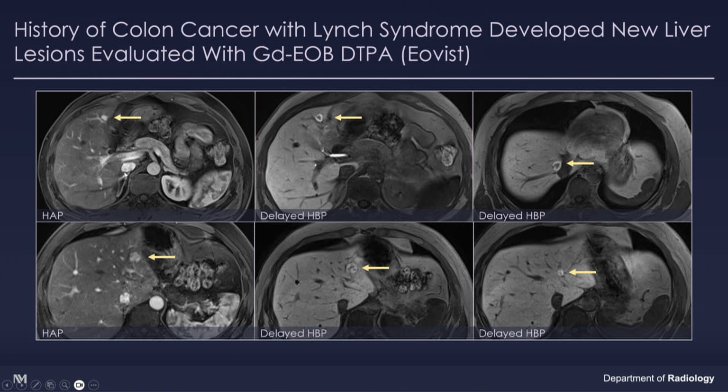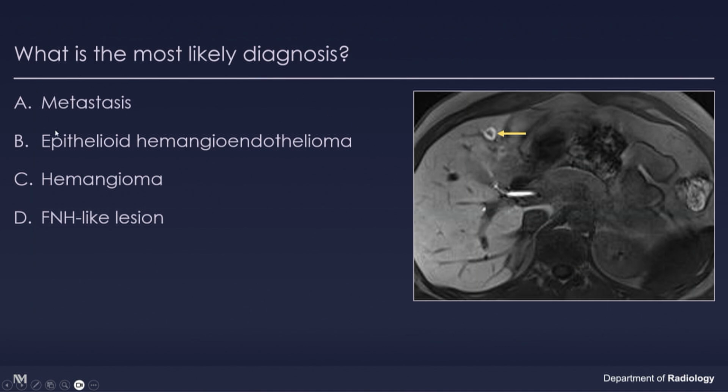Well, you can see the lesions are arterially enhancing. And what's interesting on the delayed images, what do we see? We see that central scar. We see retention of contrast material. So the question is, are these METs? Well, if it was colon cancer, usually colon cancer is hypovascular. Usually it doesn't retain the contrast. So the question is, I should have asked you the question first. Is this METs, epithelioid hemangioma, or FNH-like lesion? And the answer is FNH-like lesion.